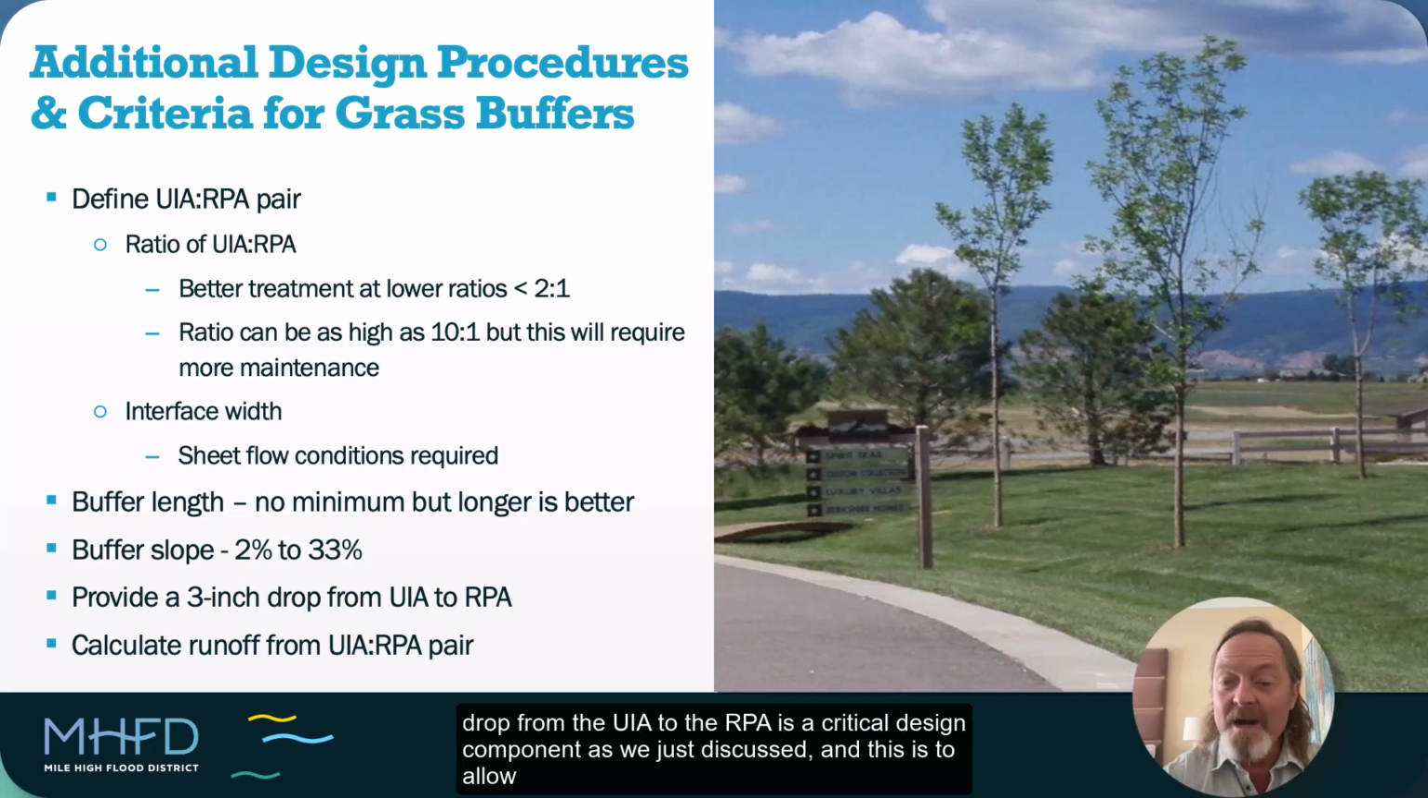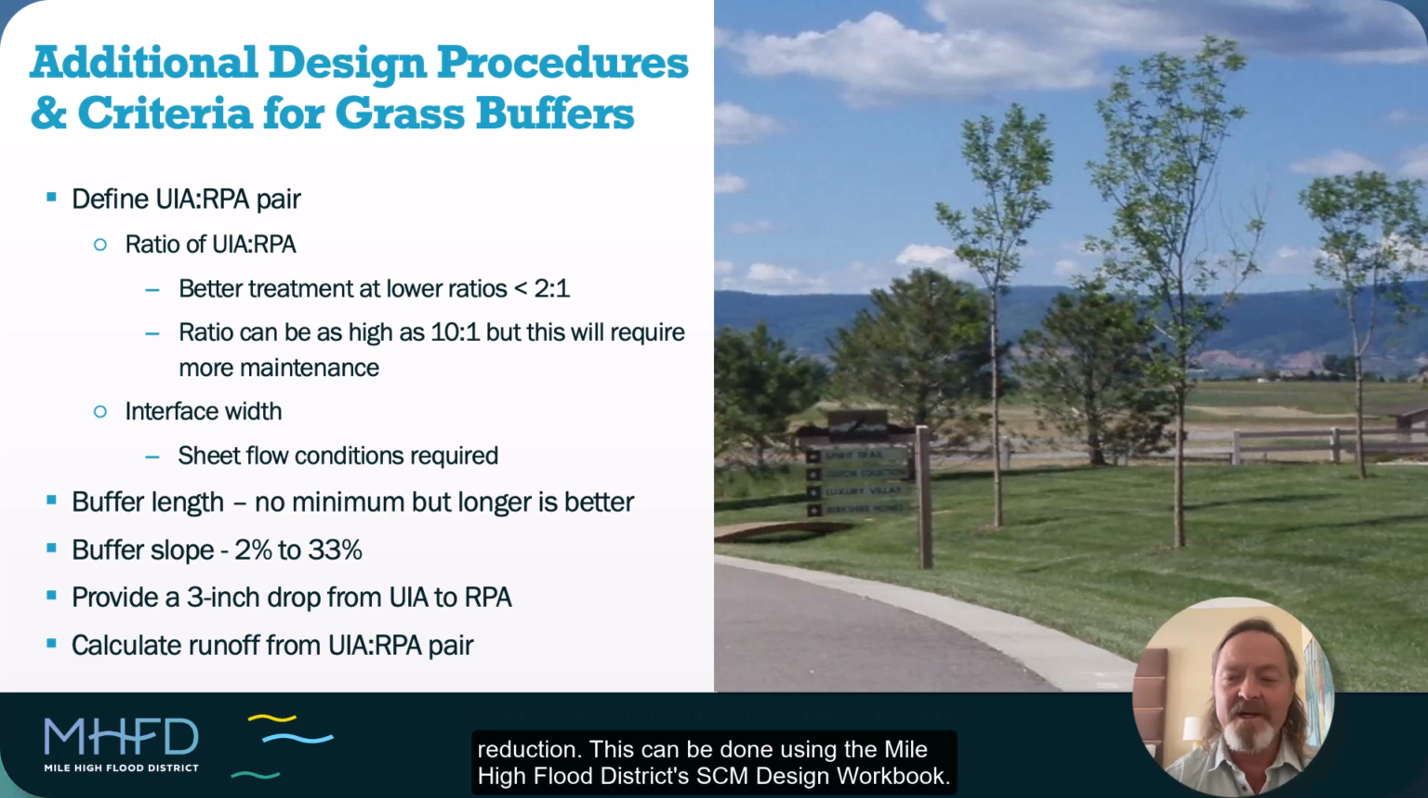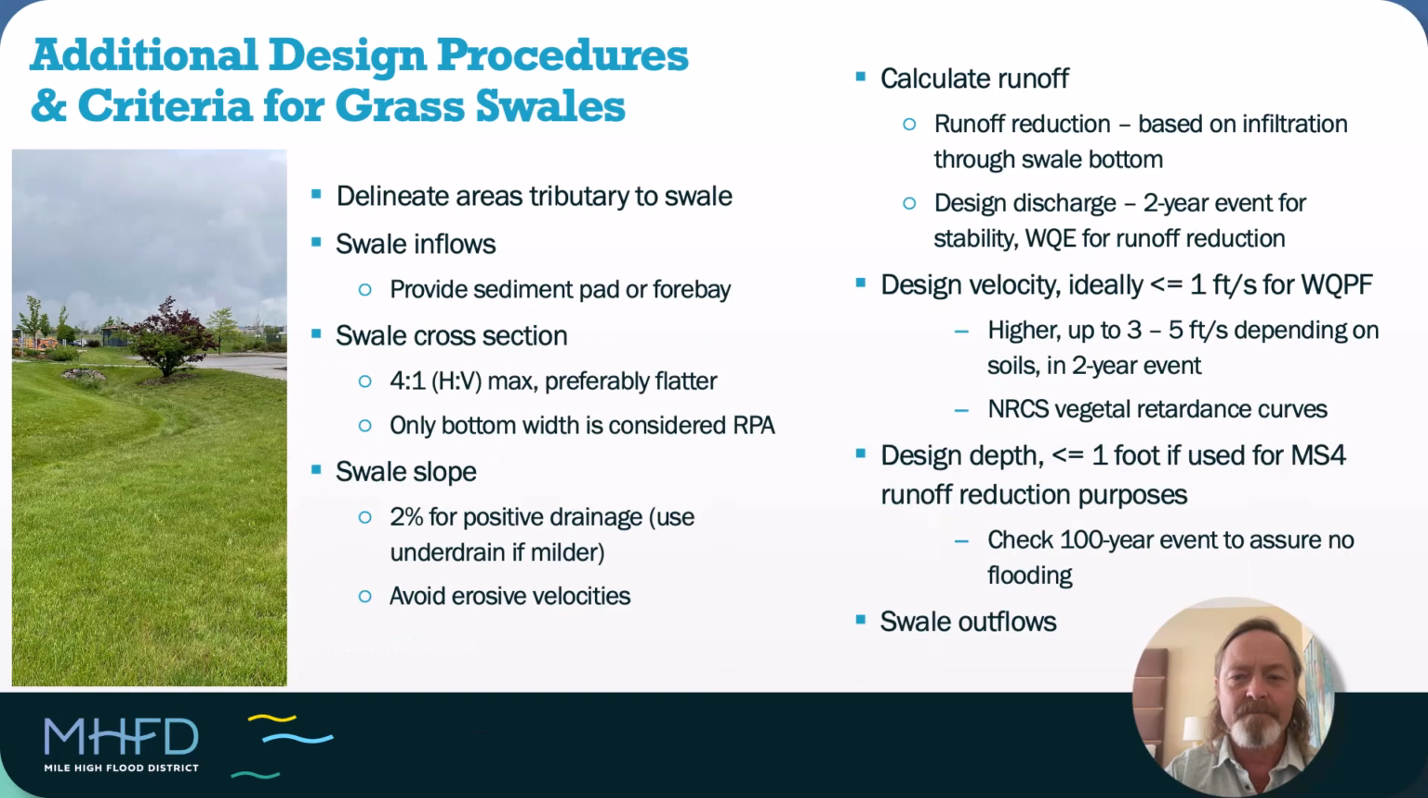The 3-inch drop from the UIA to the RPA is a critical design component, as we just discussed, and this is to allow for some growth of vegetation between maintenance cycles without impeding flow onto the buffer. The final step in the process for buffers is to calculate runoff from the UIA-RPA pair and to calculate runoff reduction. This can be done using the Mile High Flood District's SCM design workbook.